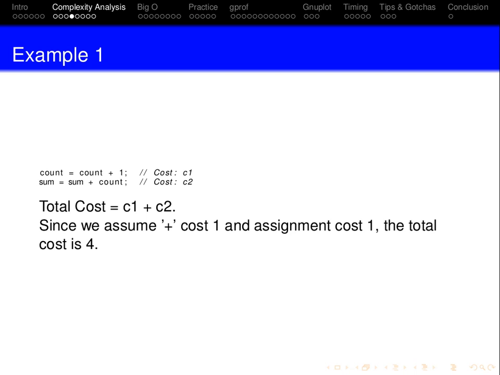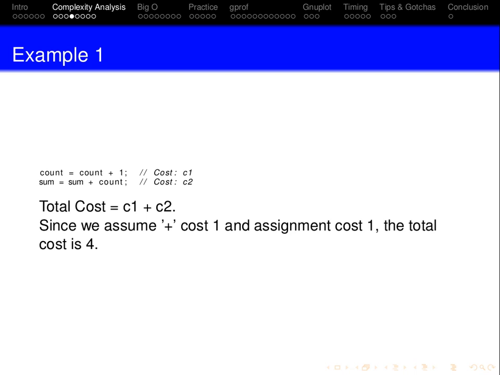Why is that? 2 additions and 2 assignments. Yep, 2 additions, 2 assignments, that sums up to 4. All right. Everyone see what I'm doing here? Any questions? Because it's going to get more confusing when we start with the basic example.